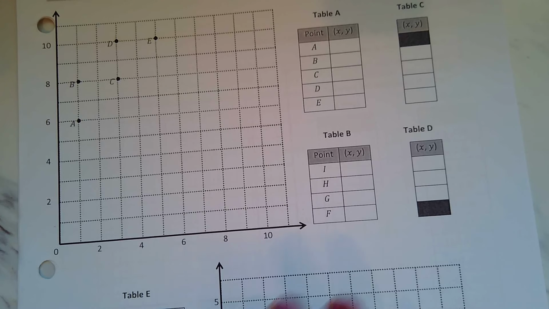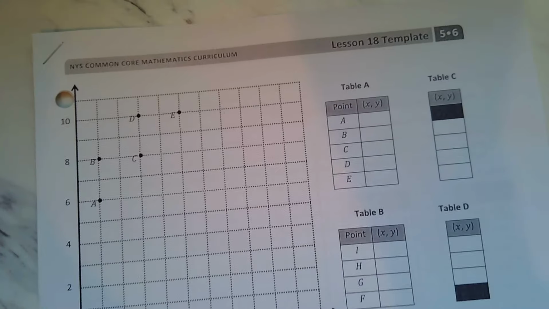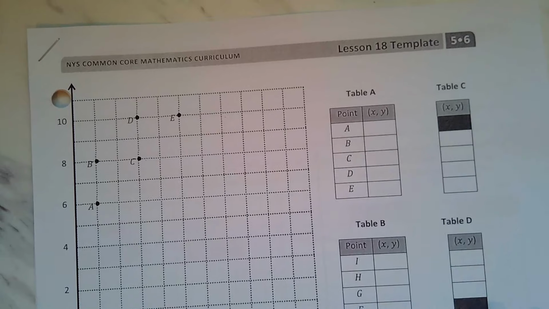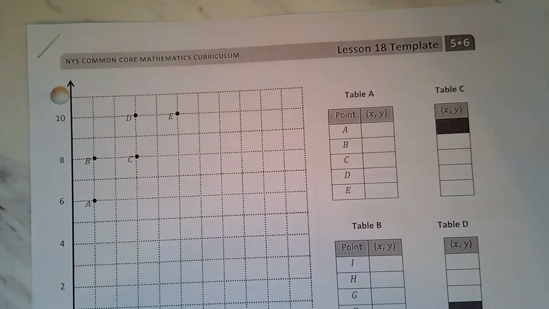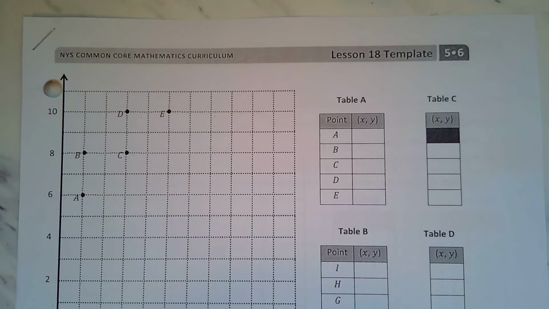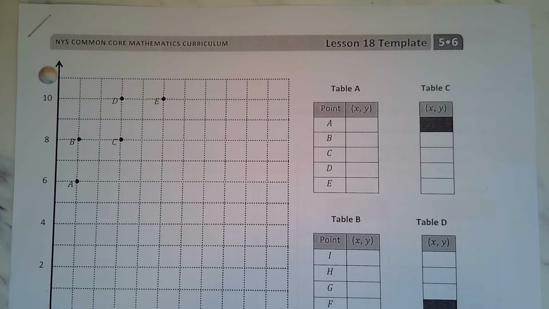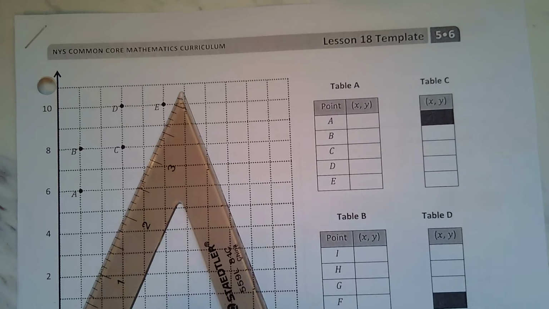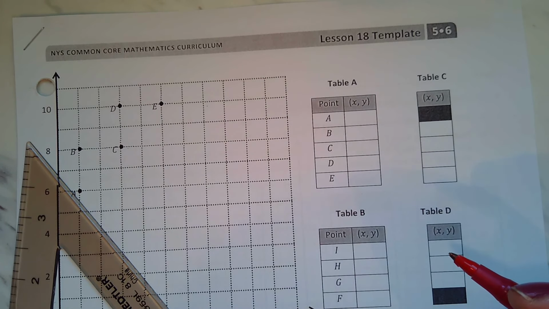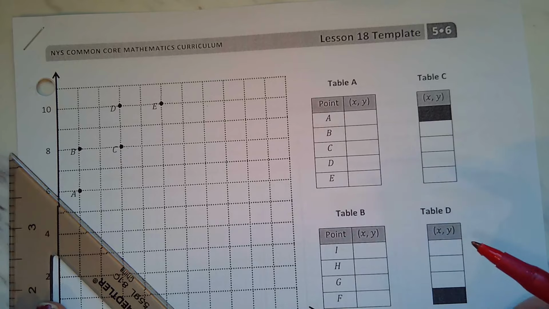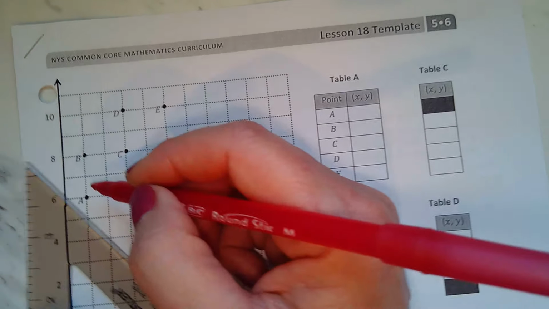All right. You are now looking, this is part 2. This is concept development for module 6, lesson 18. So what you're going to do is use a pencil or a pen, and maybe your tools, your set square here, and you're going to connect the dots in alphabetical order.